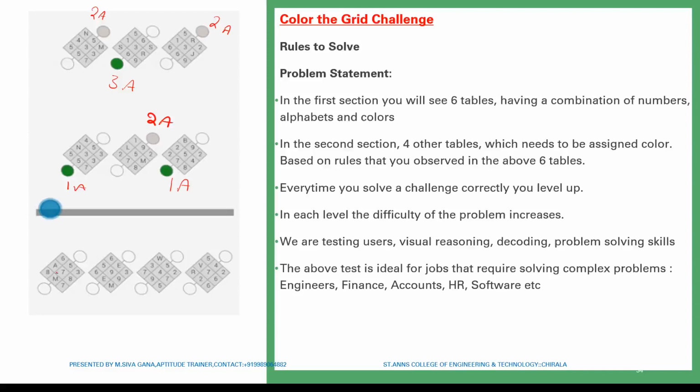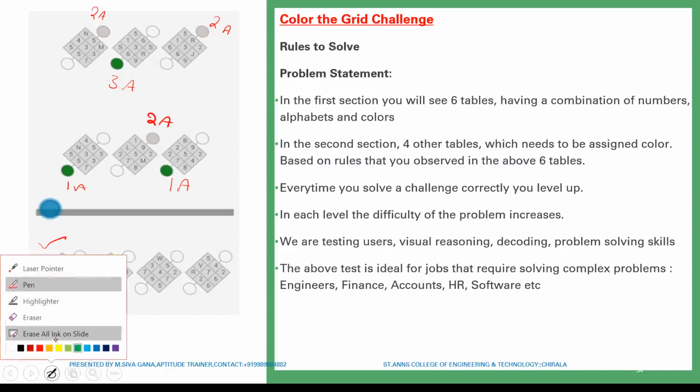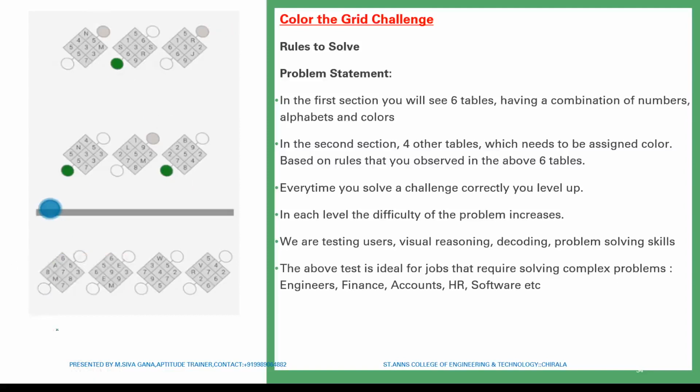Now see, 1 M. Now I'm answering this one. M A, right? 2. An even number is there, so you need to fill with green color, right? You should fill with green. Now, E M. Sorry, what is the mistake we did?